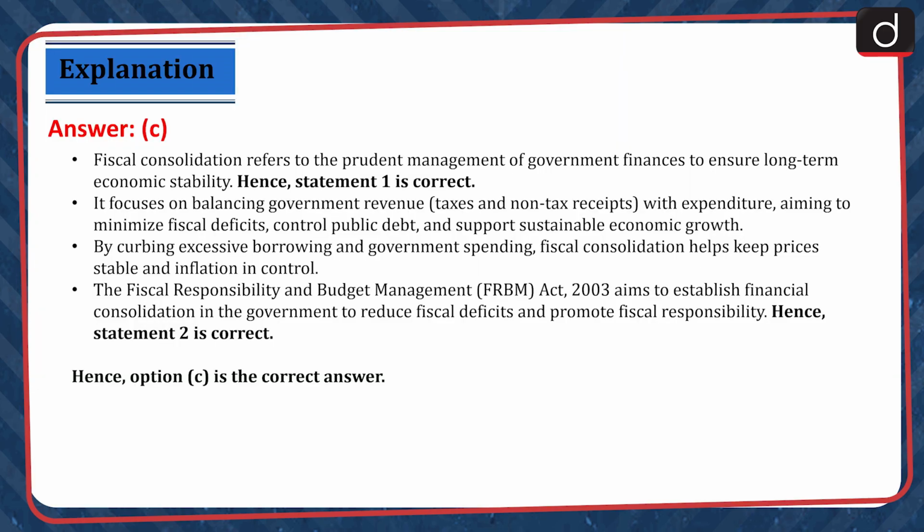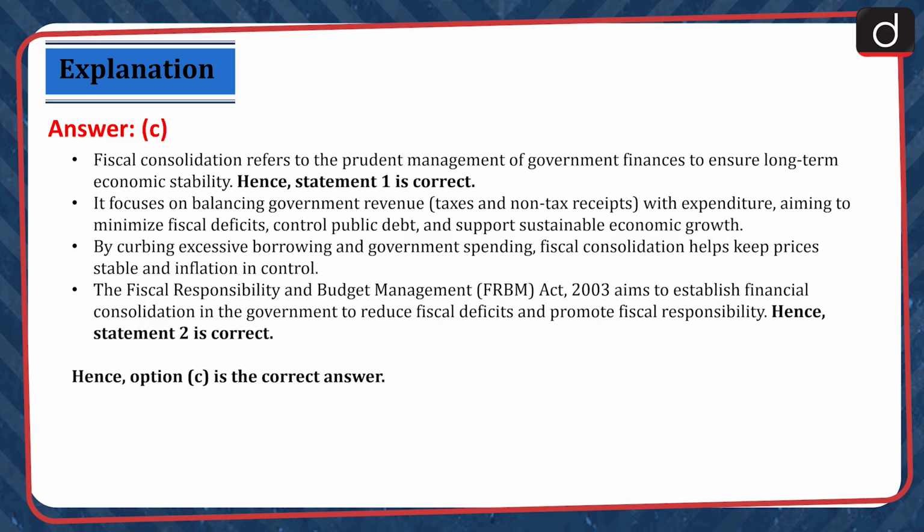Fiscal consolidation refers to the prudent management of government finances to ensure long-term economic stability. Hence, statement 1 is correct. It focuses on balancing government revenue, taxes and non-tax receipts with expenditure, aiming to minimize fiscal deficits, control public debt, and support sustainable economic growth.